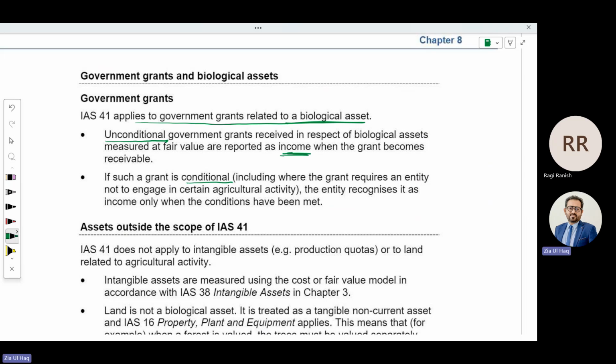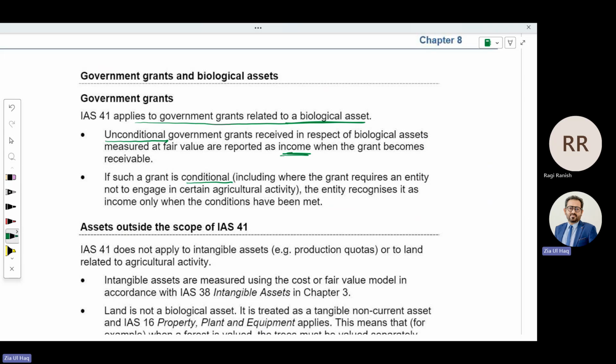But suppose there is any condition attached, and the condition is that you need to invest this grant in producing plants. If you have incurred the expense to produce plants, then you should record this as income. But if you haven't produced anything, and you received the amount from the government, you should not record it as income.